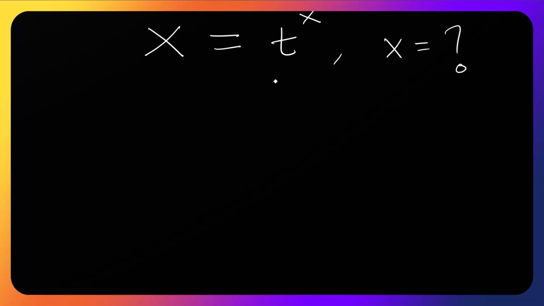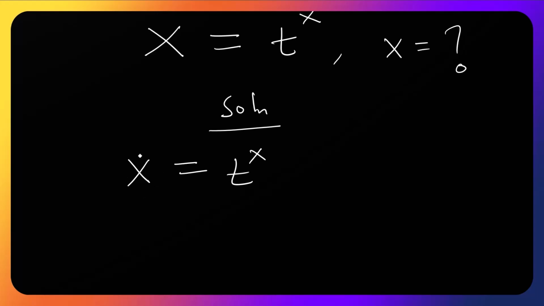Now let's solve for x here, given x equals t raised to x. Solution. Okay, so we are finding x in terms of t here. All right. So what we are going to do here is very simple.